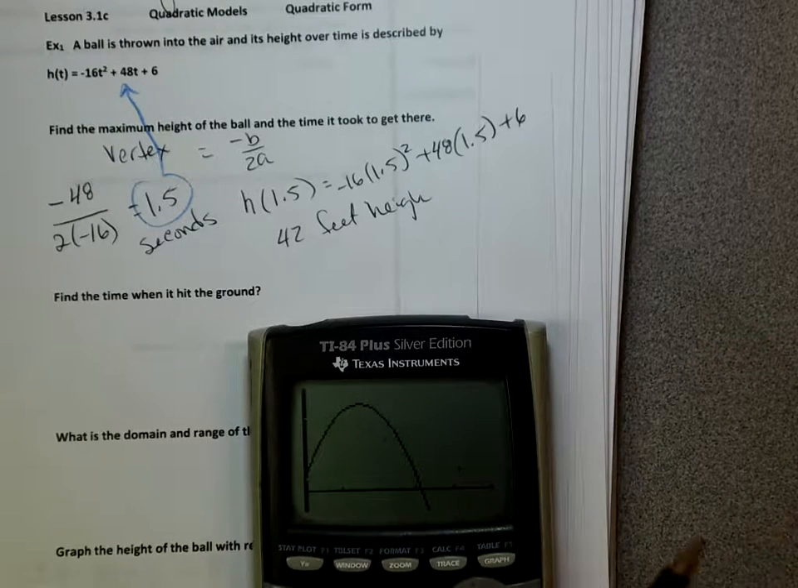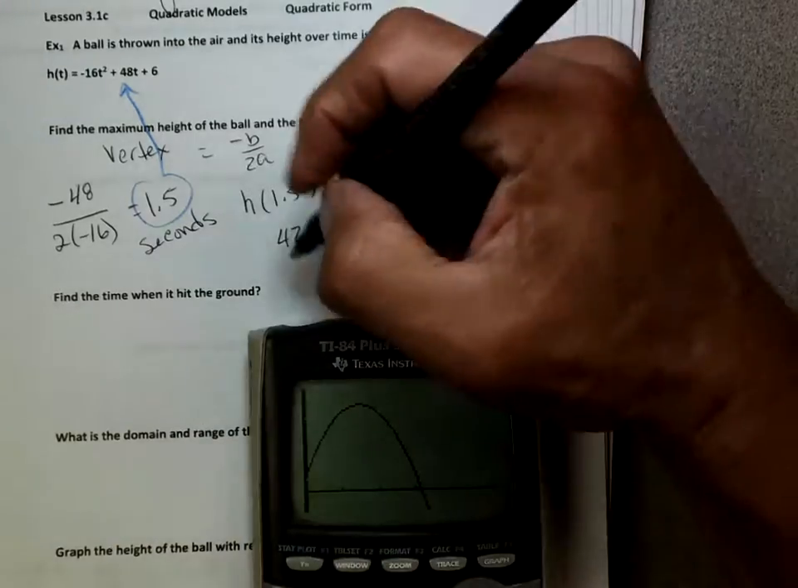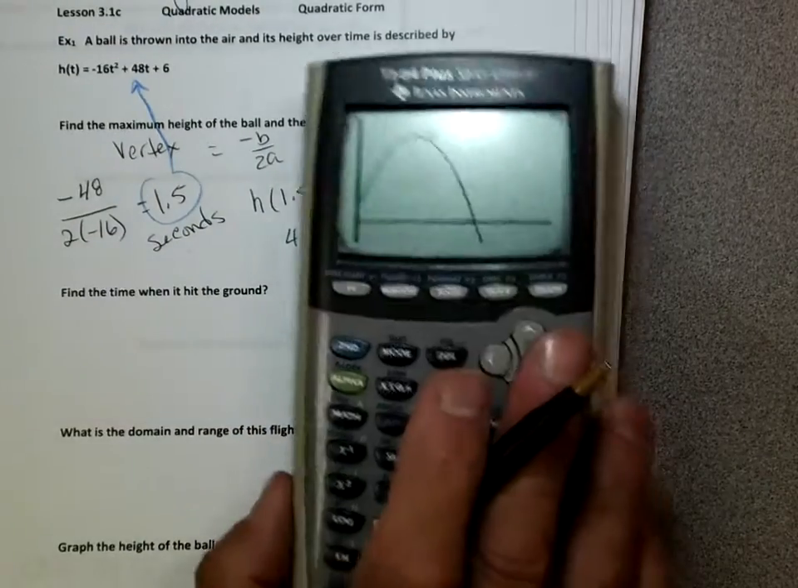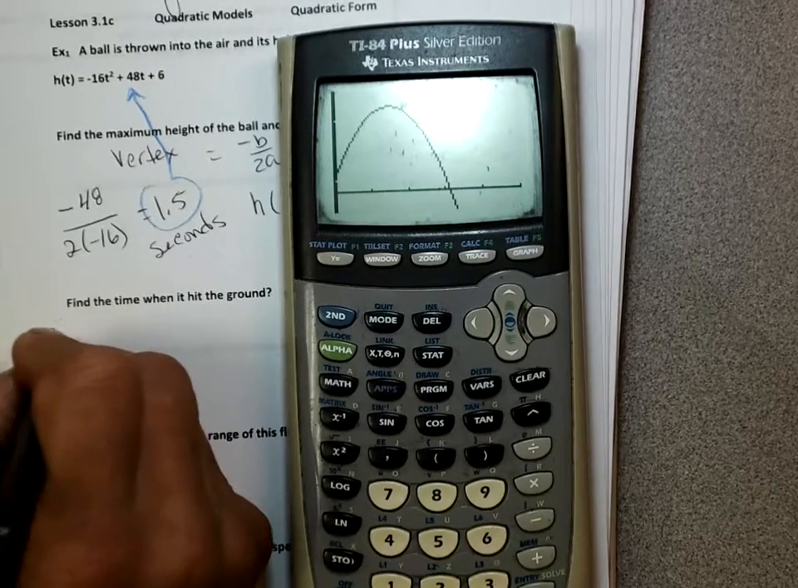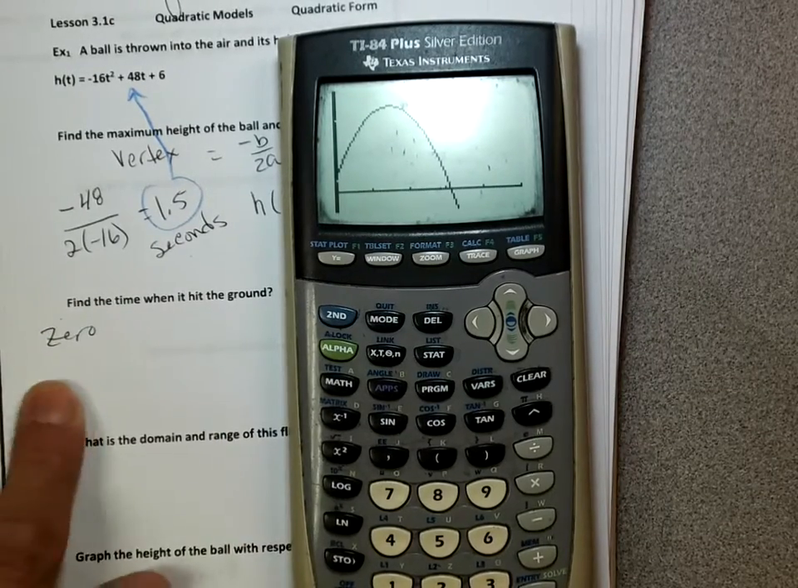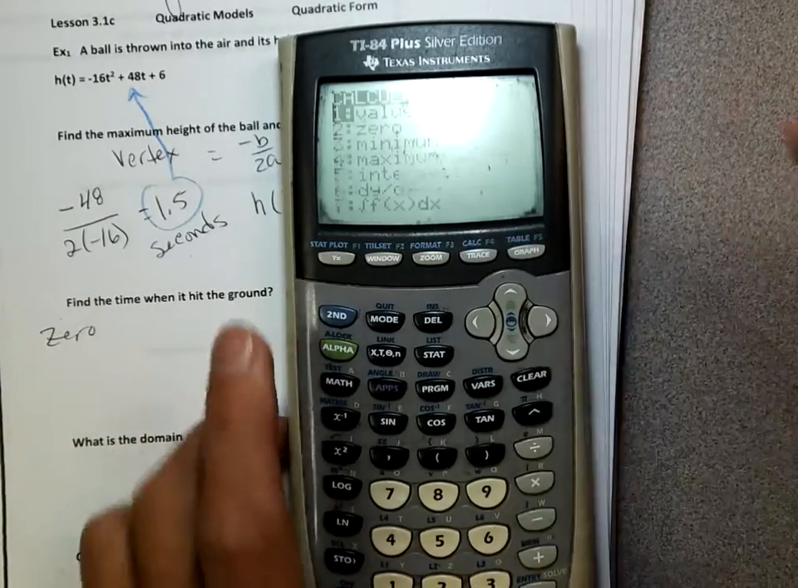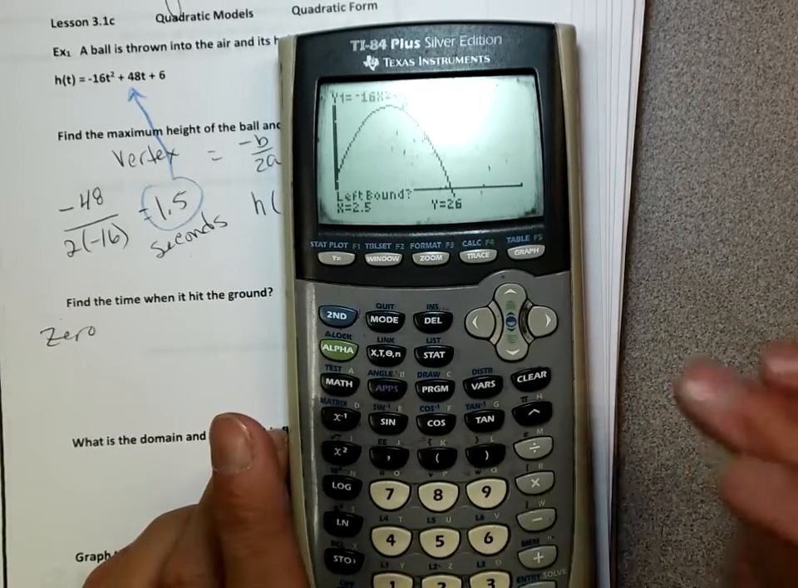All right, so let's calculate the zero, because I need the zeros. When does it hit the ground? Well, it hits the ground when the height is 0. So to find out the zero, let's go to second, calculate, zero.